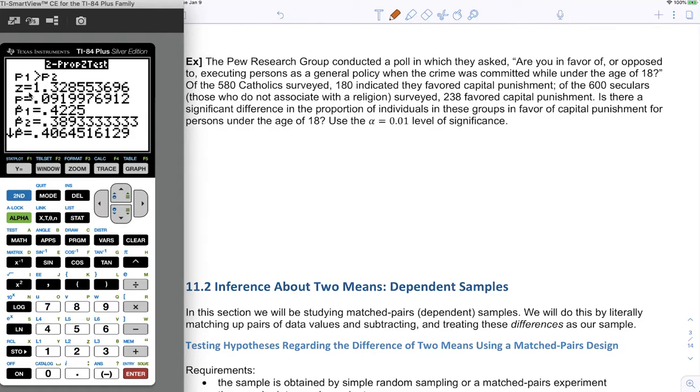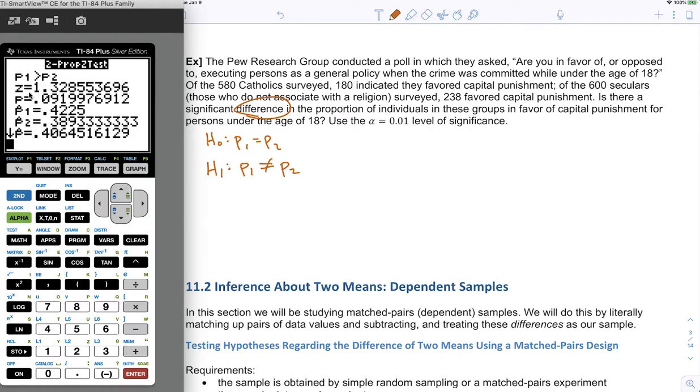Okay, so the keyword I'm noticing in this sentence here is difference. The problem isn't giving an opinion as to whether a higher proportion of Catholics or seculars would be in favor of capital punishment, just that there might be a difference. And that always refers to a two-tailed test. So our null hypothesis, of course, will be the same, but our alternative will be a two-tailed test, just that the proportions might be different in some way, not really giving an opinion as to which one would be higher.